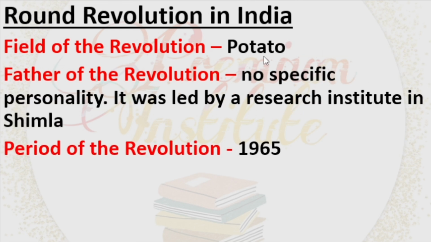Round Revolution in India. Field of the revolution: potato. Father of the revolution: no specific personality. It was led by a research institute in Shimla. Period of the revolution: 1965.